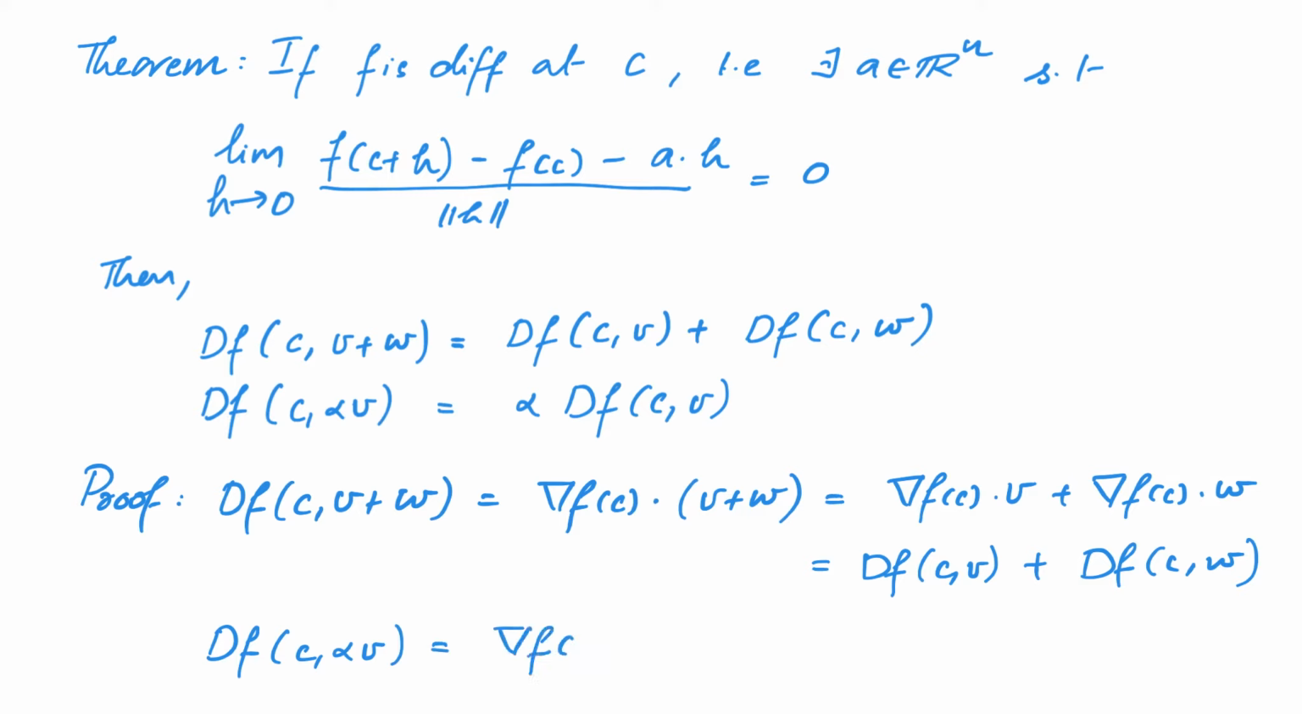Similarly, the directional derivative of f at c along the direction alpha v is equal to grad f of c dot alpha v, and we can take the alpha outside and write it as alpha times grad f of c dot v. Once again, this can be simplified as alpha times the directional derivative of f at c along the direction v. And this completes the proof of the first result.